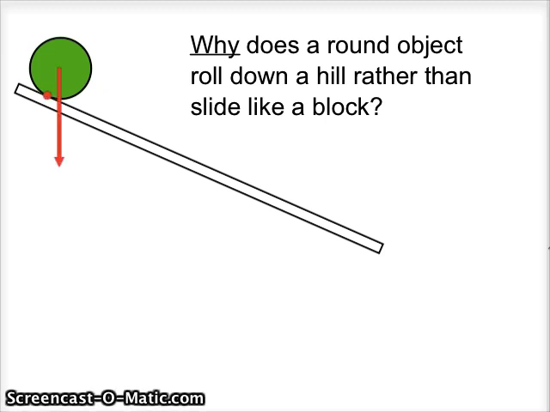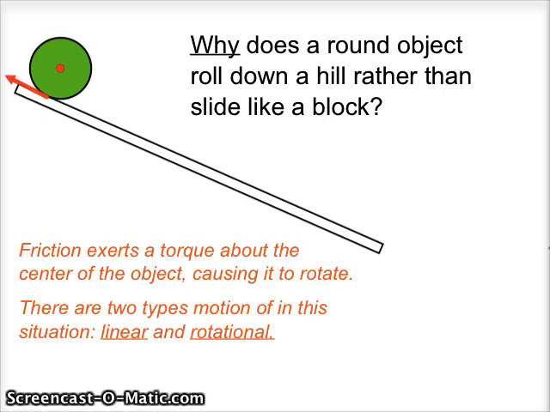If we think about the effects of gravity, gravity causes a torque about the contact point that's been labeled here with a red dot, and that causes that sphere to turn or to roll. Another way of thinking about it is that friction exerts a torque about the center of the ball, and that is what causes it to roll. So there's sort of two ways of thinking about it. We're going to start with this method here.